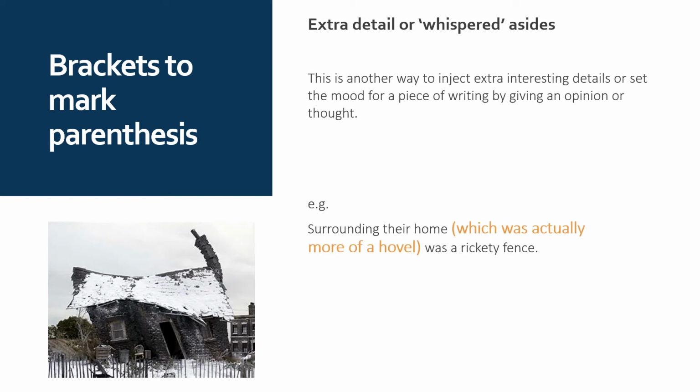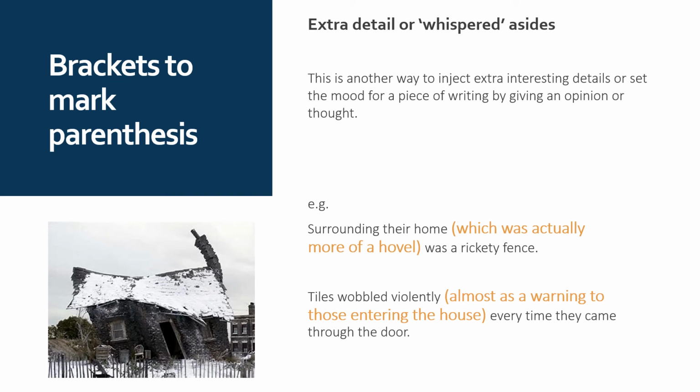For example, surrounding their home, which was actually more of a hovel, was a rickety fence. So adding the explanation that it was actually more of a hovel gives the reader the impression of the poverty and the desperateness of their living conditions. Tiles wobbled violently, almost as a warning to those entering the house, every time they came through the door. Again, giving the impression that the house is almost alive, as if the tiles are telling you something terrible about the state of the home before you come in. It helps the reader to engage with the text.